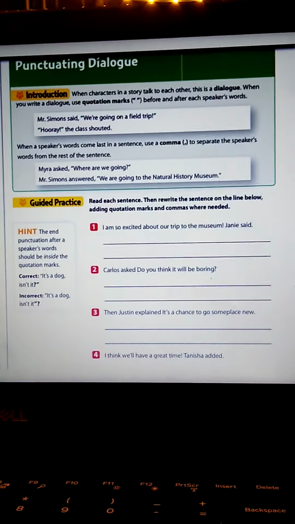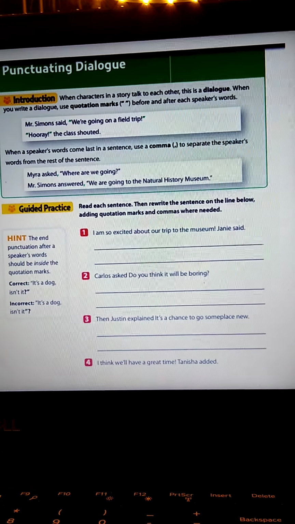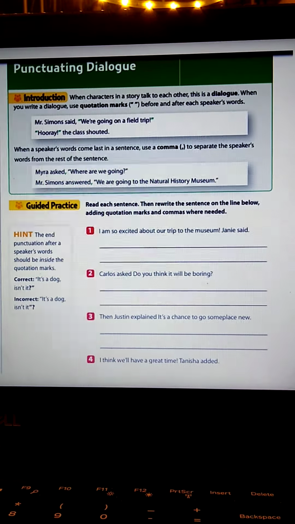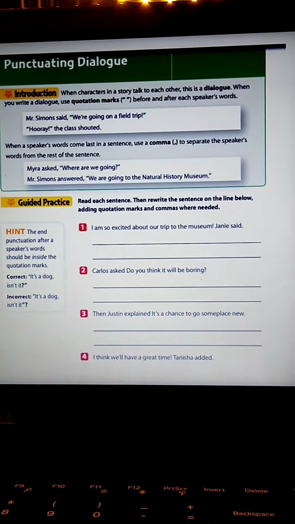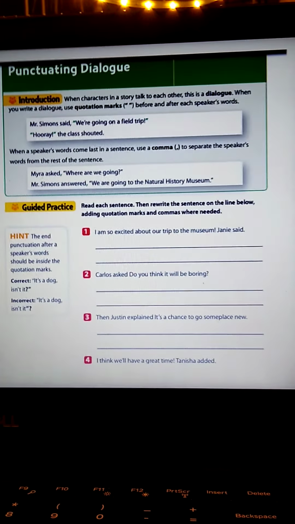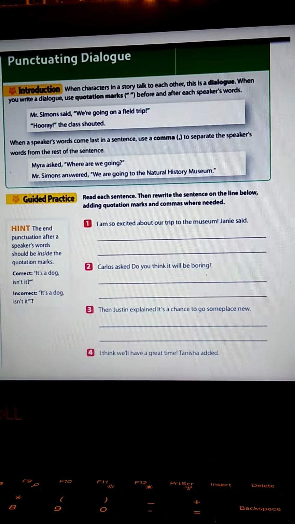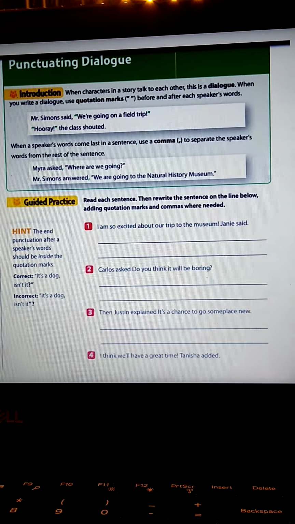Okay, we're going to look at punctuating dialogue. So in order to punctuate dialogue, we have to first understand what dialogue means. When a character in a story talks to another character, that is dialogue. So whatever the person is saying is their dialogue. When you're writing down dialogue, you have to use quotation marks before what they said and at the end of what they said.